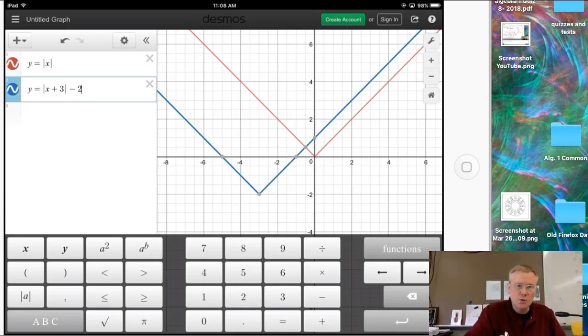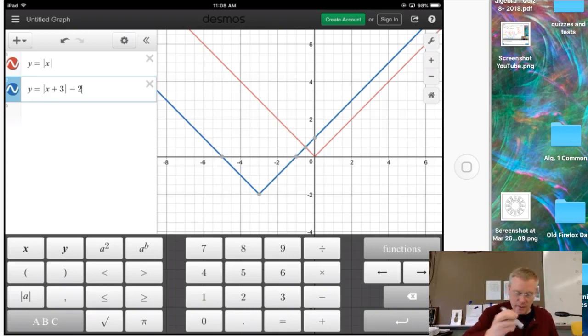Well, you can see it moved that V left 3 and down 2. Now, if I asked you what the vertex of that absolute value equation is, the vertex is like the bottom of the V, all right? Which in this case would be negative 3, 2. And you can see that it's right there on that graph, that's the point of the V, okay?